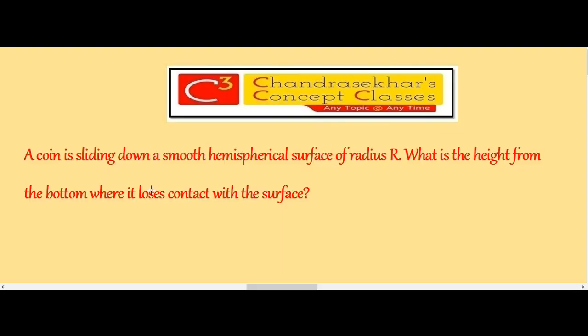A coin is sliding down a smooth hemispherical surface of radius r. What is the height from the bottom where it loses contact with the surface? Here the coin is placed on the top of a smooth hemispherical surface and allowed to slide. At which point or at which height does it lose contact from the surface?